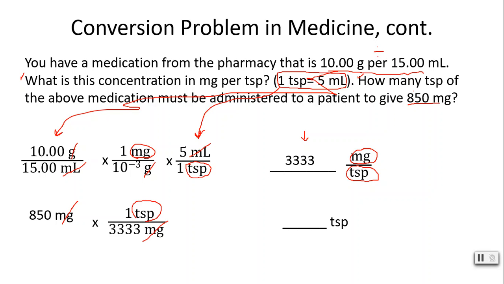I'm left with teaspoons. And so my final answer to 2 sig figs, because this number has a total of 2 sig figs, that 0 is not significant. My final answer to 2 sig figs and rounding is 0.26. So approximately a fourth of a teaspoon.